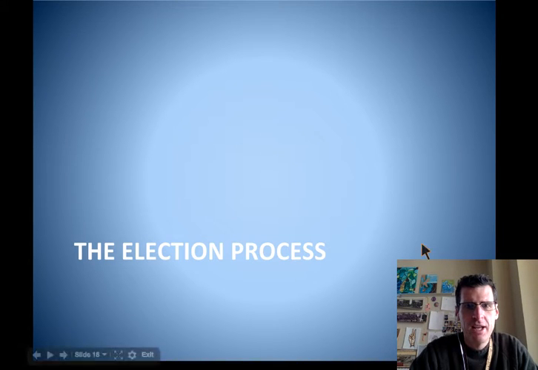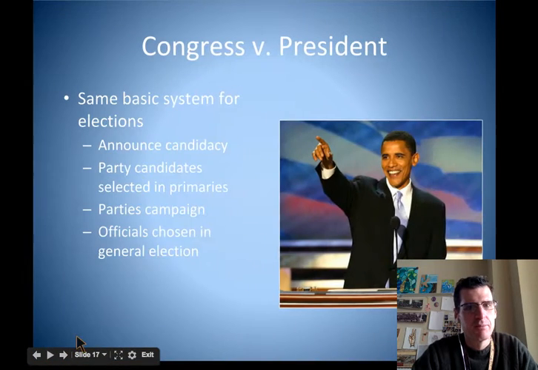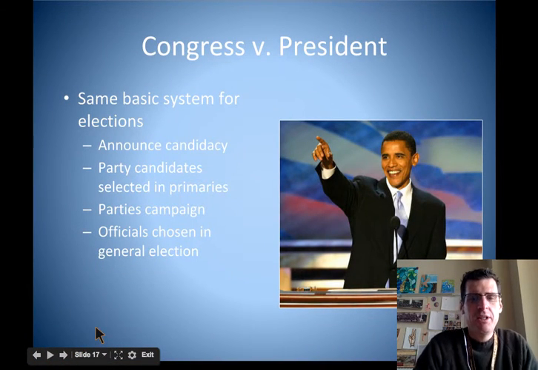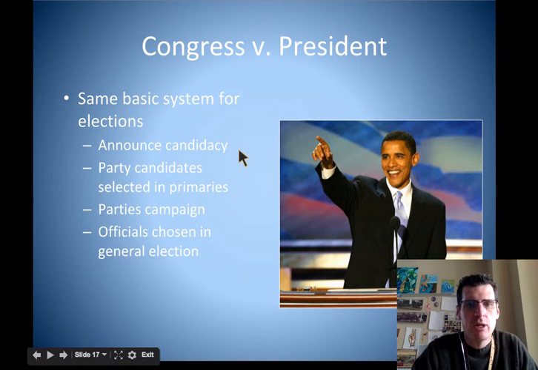Okay, guys, so today we're going to take a look at the election process here in the United States and kind of see how it all plays out in different ways. All right. Well, what's the difference between congressional elections and presidential elections? Well, basically, they're the same thing. Okay. They go through the same general steps.